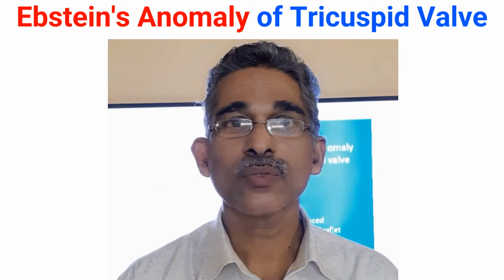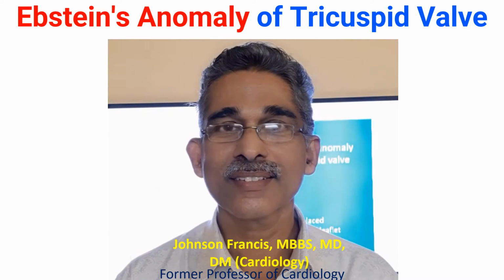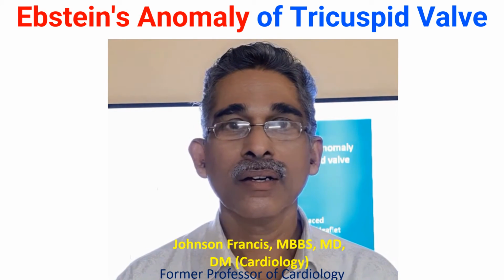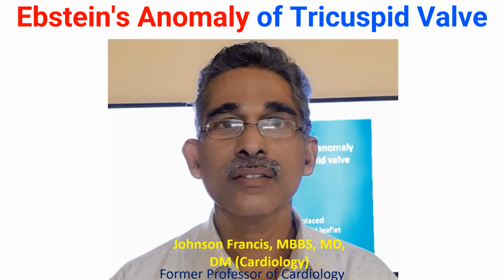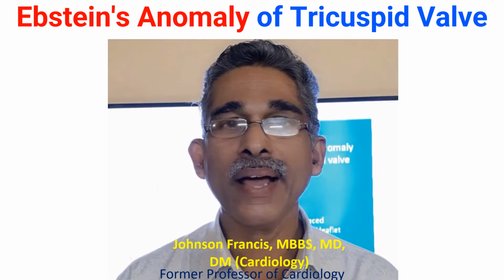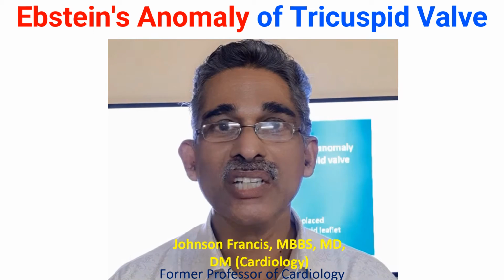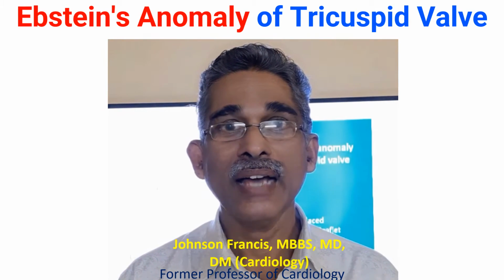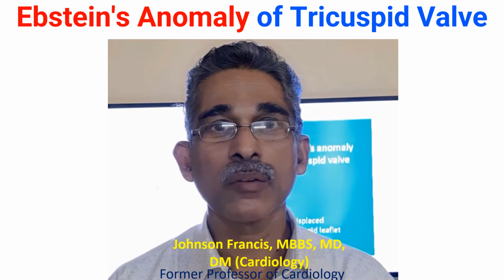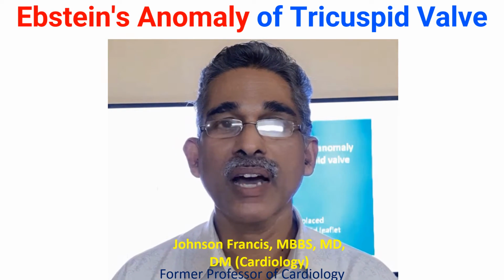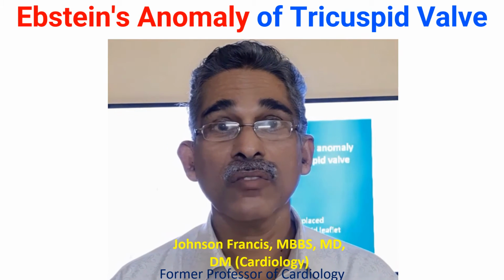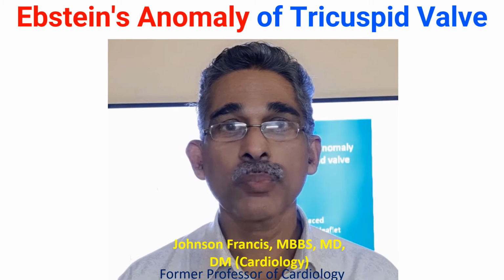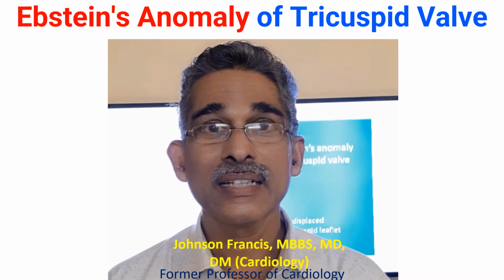Ebstein's anomaly is one of the cyanotic congenital heart diseases in which survival to adult life is common. In Ebstein's anomaly, there is downward or apical displacement of the posterior and septal tricuspid leaflets. The anterior leaflet is not displaced but is elongated to meet the other leaflets, so that when it closes, a loud sound, the tricuspid sound, is produced, which is called the sail sound.